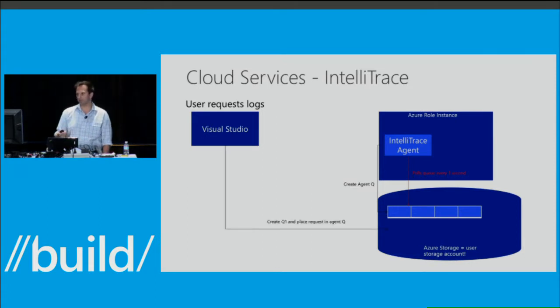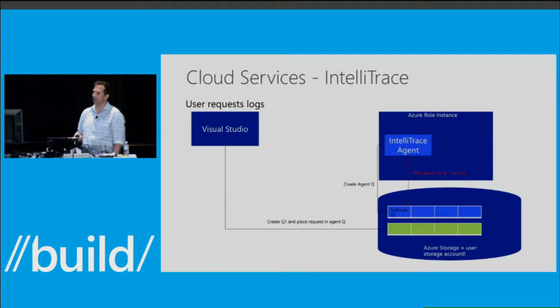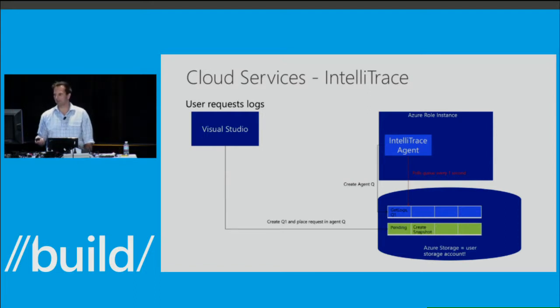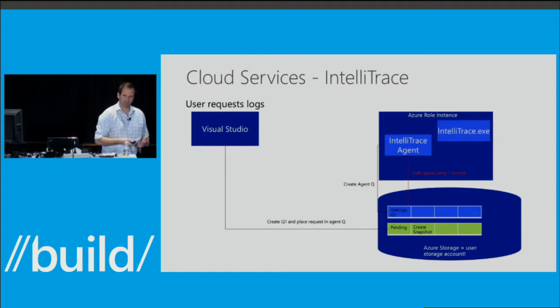Then in Visual Studio, the developer says, hey, I want to look at my IntelliTrace data. Visual Studio puts another queue into the Azure storage account. And then it says, hey, I want to get the logs from IntelliTrace. So it puts a state in pending. It creates a snapshot, which basically starts executing the actual IntelliTrace agent.